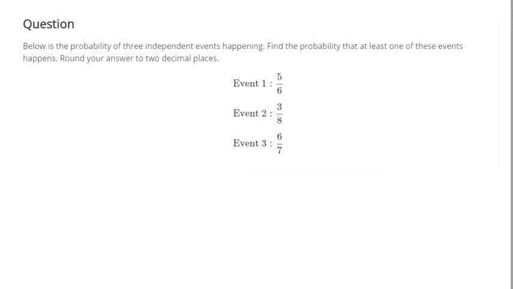We could say event 1, probability that the home team wins. Event 2, the probability that it rains. And event 3, maybe the probability that I buy popcorn at the game. Pretty high, 6 out of 7.